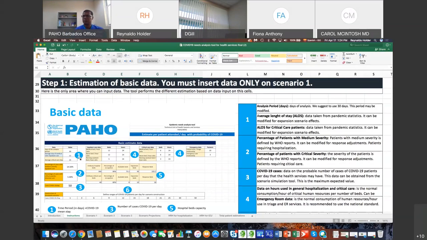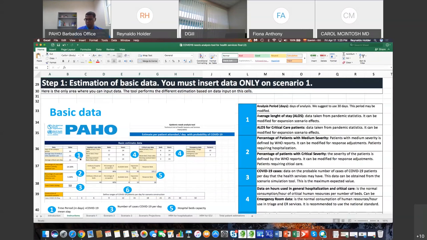Question number three is the estimate of the amount of cases of COVID the country expects to see per day. And we'll come back to that in the example when we look at the scenario. It depends on an estimation based on your total population or other indicators coming out of previous experiences in other countries of the number of patients that can be expected to require or to demand services in the health services daily for the first 3 months.